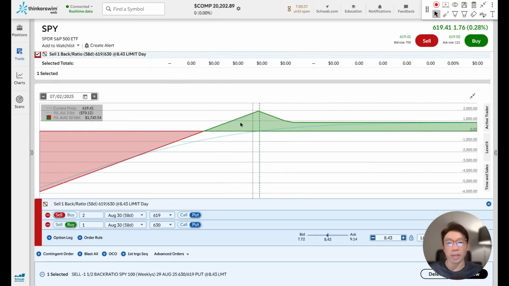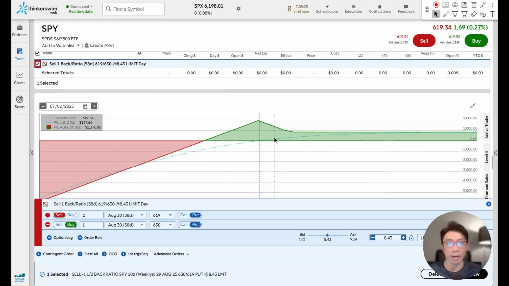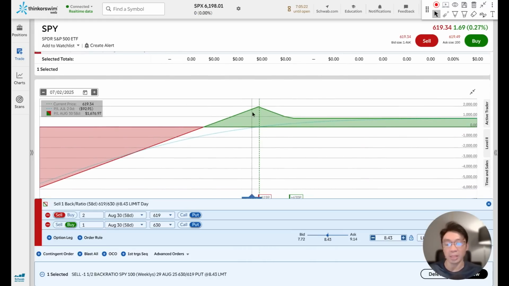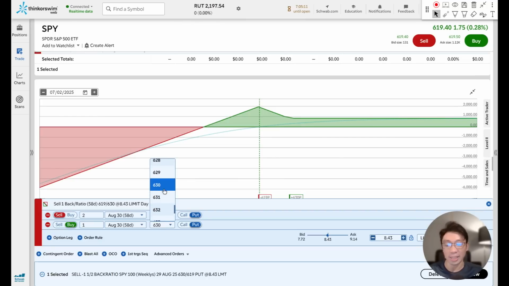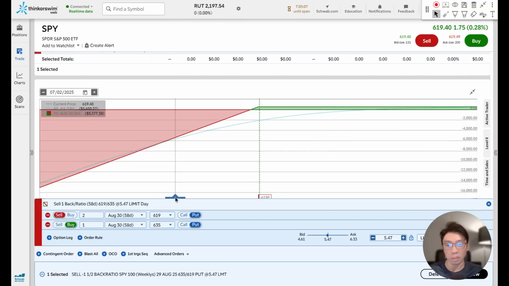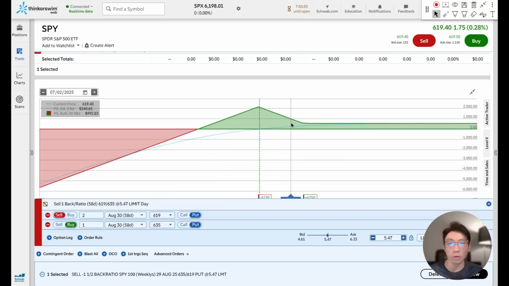So this is how you can get a little bit more aggressive, because if you think that the market is not going to move too much, it's going to stay somewhere around the current market price at expiration, then this is where you can construct this put ratio spread at the money. In fact, I'm going to try and make the tent even bigger. Let me just extend the size of our put debit spread. So let's try with 635. So 635, you can see that the tent is much bigger now.